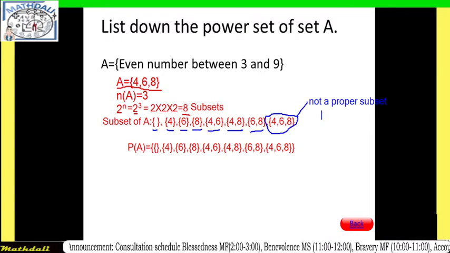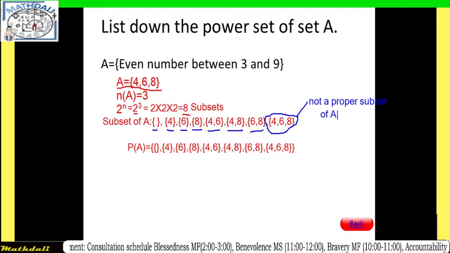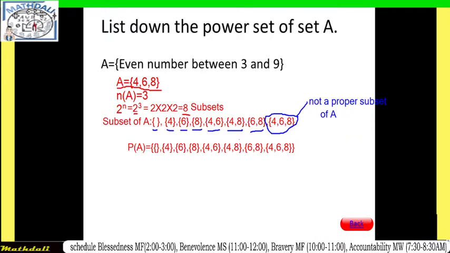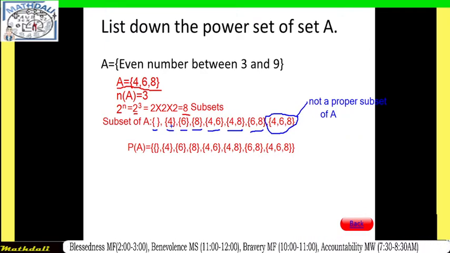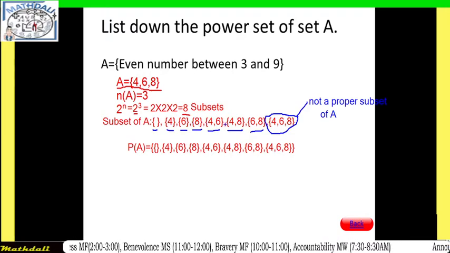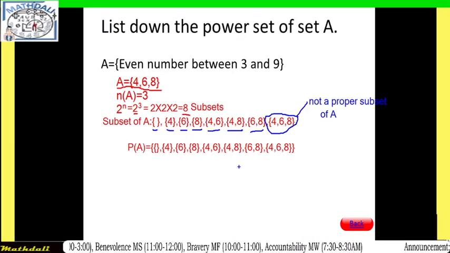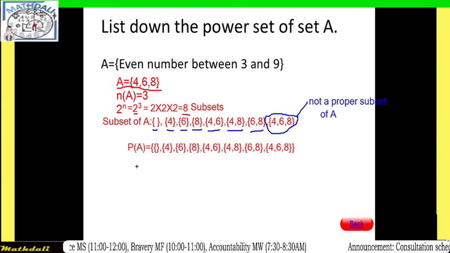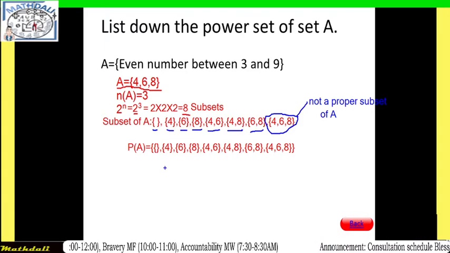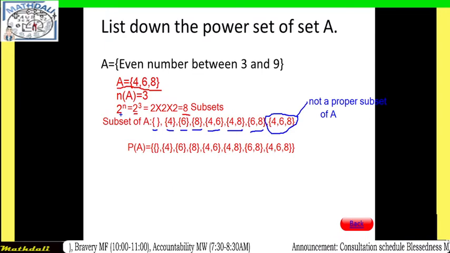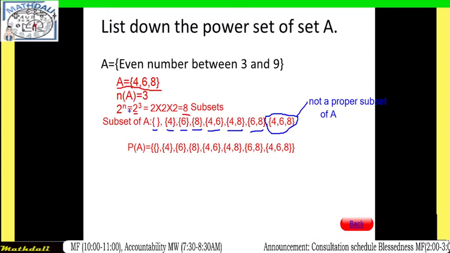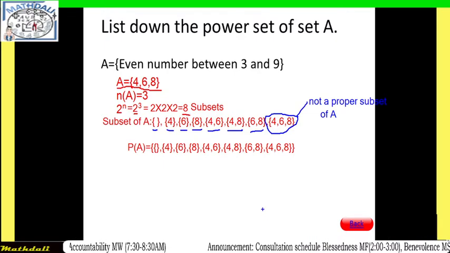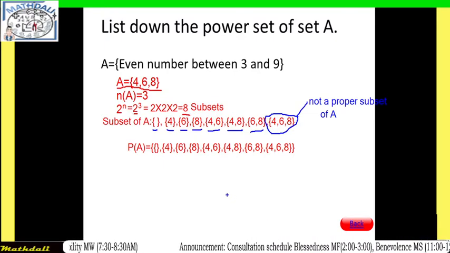That is not a proper subset of set A. So how many proper subsets do we have here? 1, 2, 3, 4, 5, 6, 7. So take note, for the cardinal number of our proper subsets, the formula is 2 raised to n, then you just subtract 1. So that's all. That is about the power set.